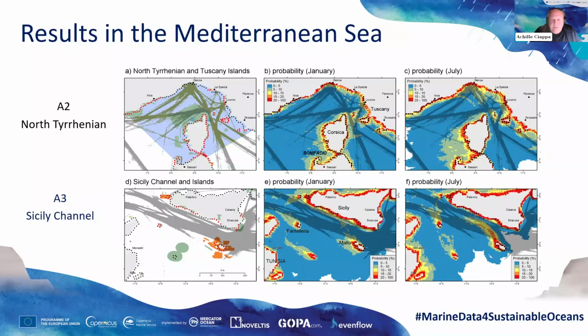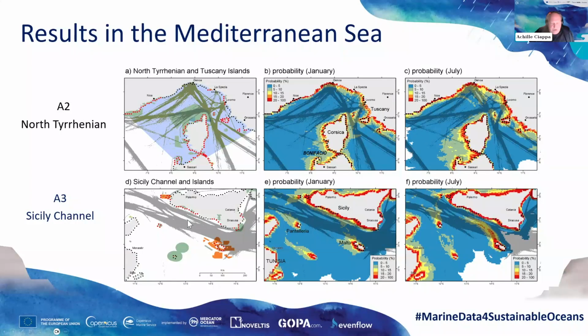These are the maps of the North Mediterranean. North Mediterranean is particularly critical because in figure A, you can see in blue plotted the Pelagos Sanctuary, which is a protected area for marine mammals, and you can see how many oil tanker routes cross this area. And probably the most critical situation is in January, northeast of Corsica, and in summer, in figure C, it's along the Italian coast here, Genoa and Spezia.